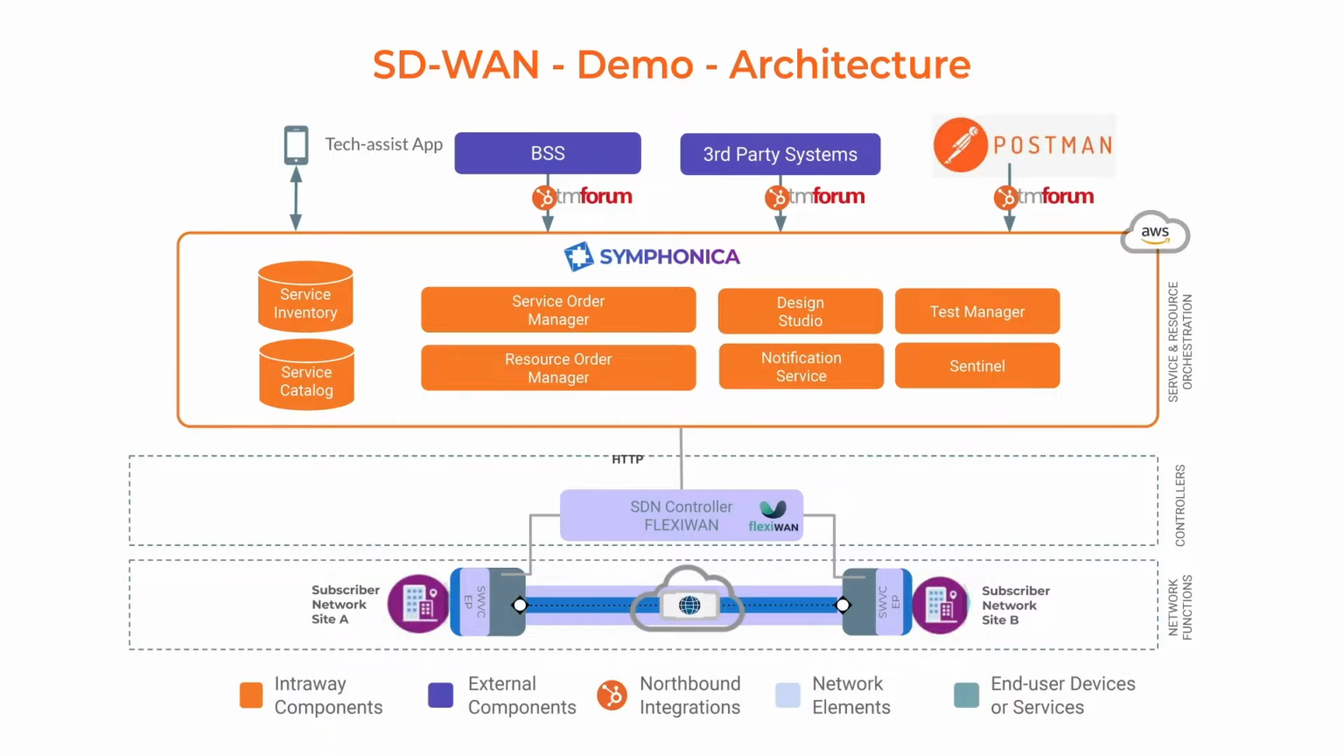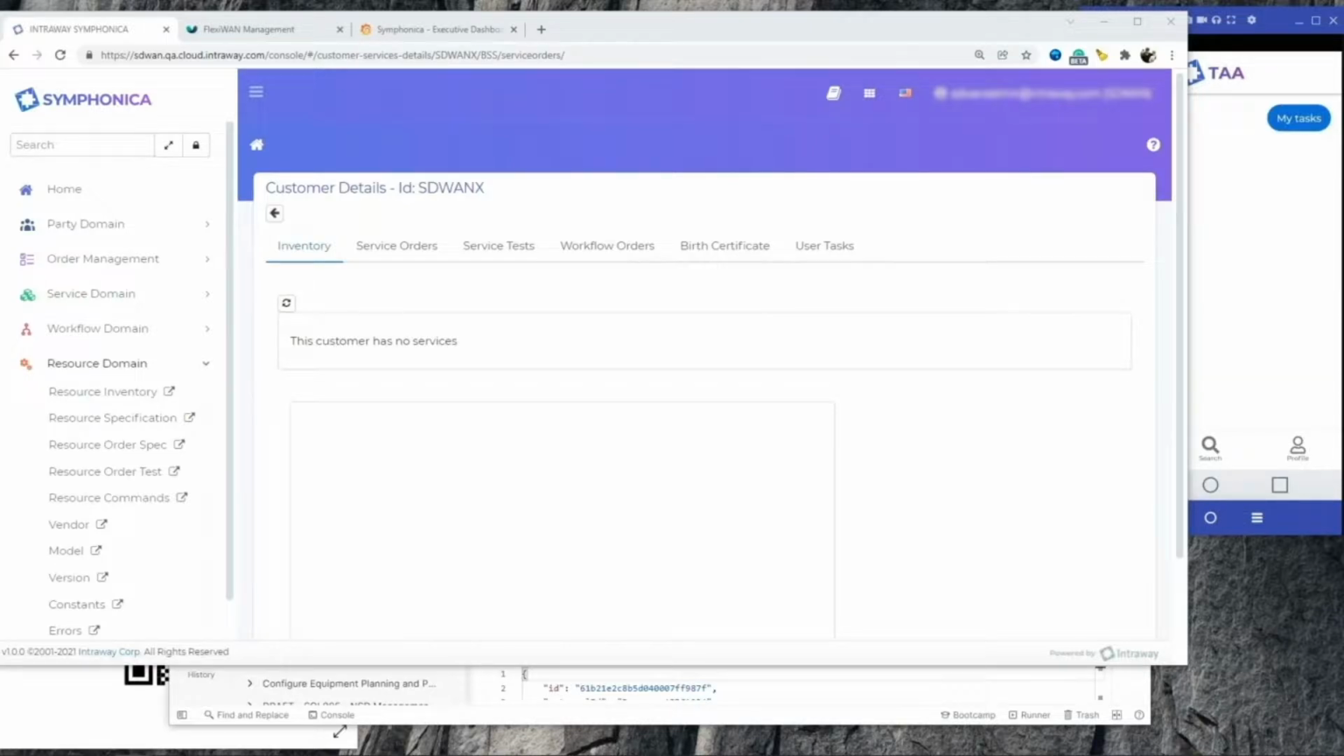The following shows Symphonica in a non-configured state. We will start things off by sending a properly formatted order using Postman to simulate a TMF641 payload. We can see that the customer SD-WAN client has no service in the inventory. This is the customer client we will use for the demo. Using Postman, we will simulate the BSS and carry out the following actions.